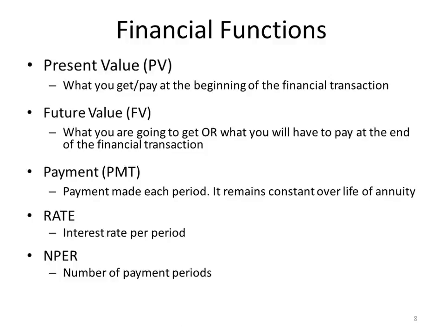Now, the financial functions that we're going to use in this class are the present value function, PV. That's what you get or pay at the beginning of the financial transaction. The future value function, or FV, is what you're going to get or what you will have to pay at the end of the financial transaction. The payment function, or the PMT, is going to give us the payment made each period, which has to remain constant over the life of the annuity. The rate function is going to give us the interest rate per period, and the NPER function is going to give us the number of payments per period.